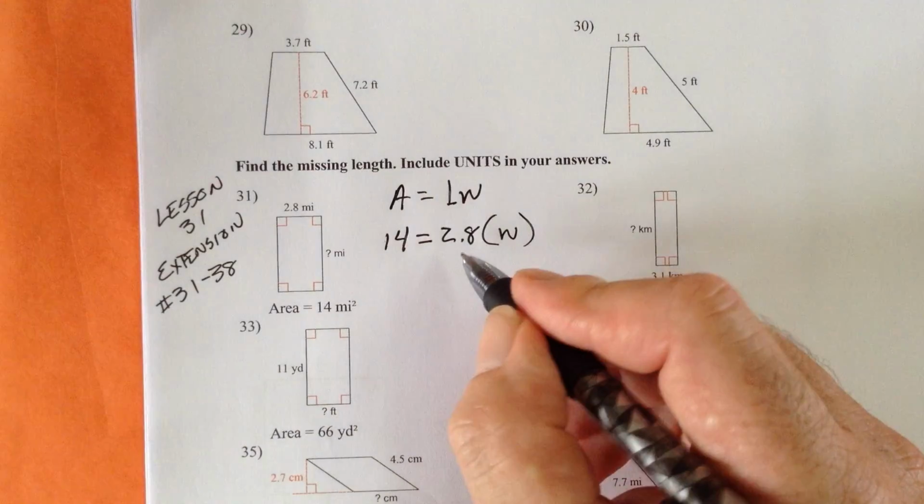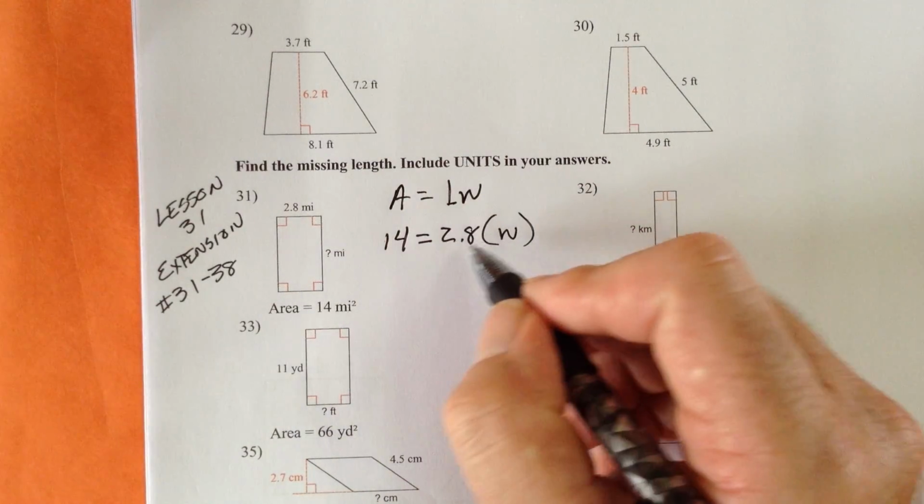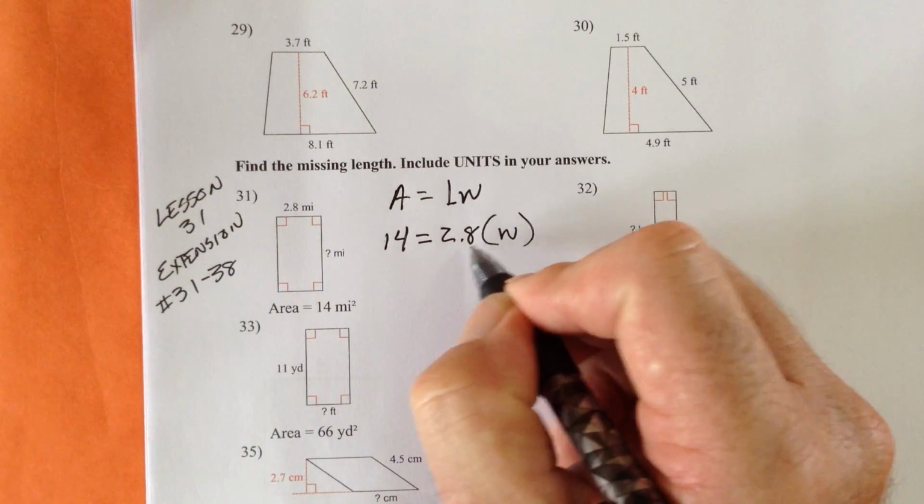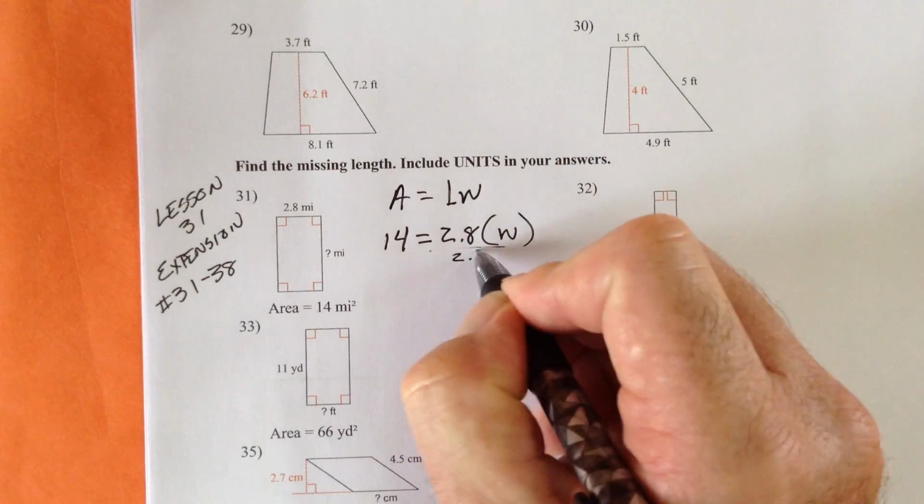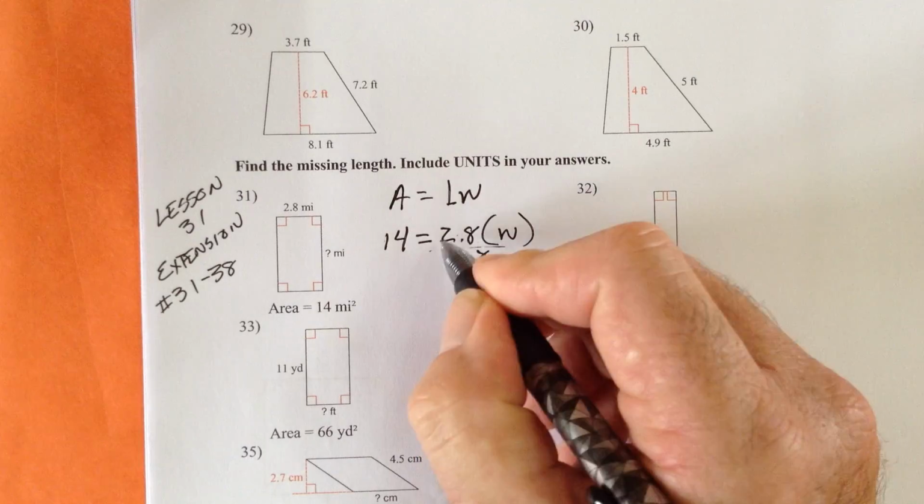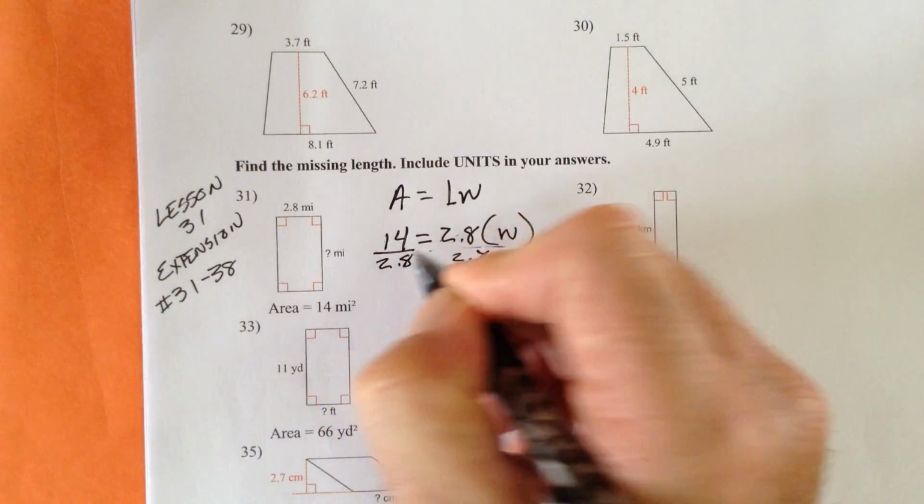So this is where algebra comes in. When you take algebra, you learn how to do the opposite of multiplying is dividing. So if I divide this side by 2.8, this becomes a 1. So 1 times W, you're left with the W, cancels that out. So here, 14 divided by 2.8.